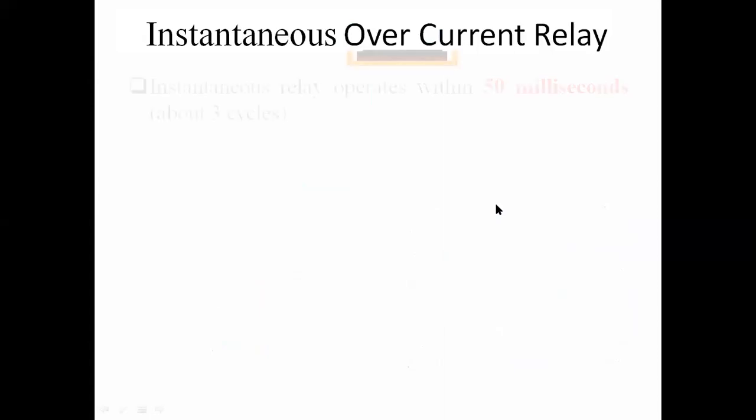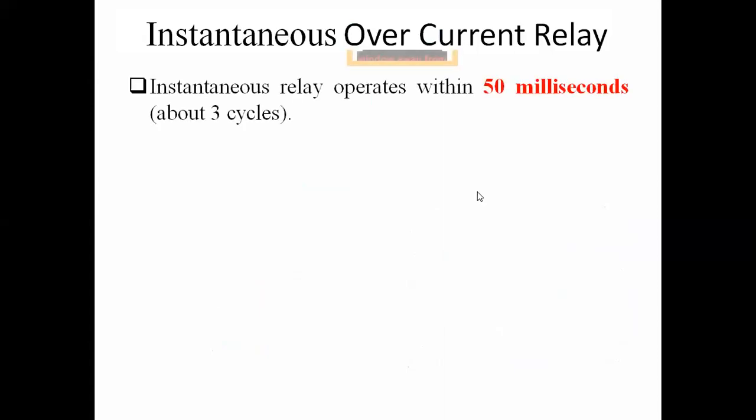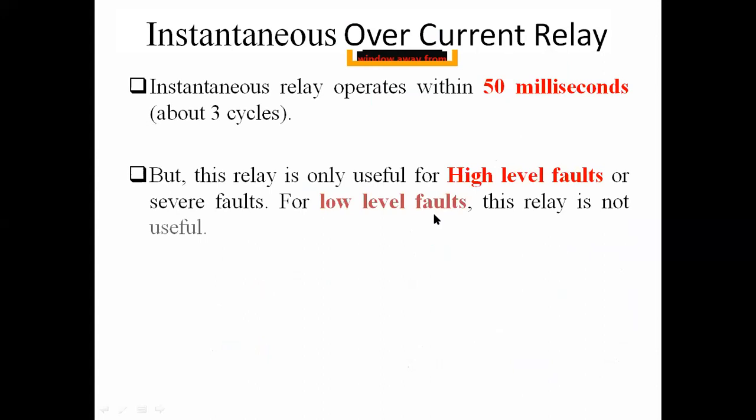So instantaneous relay operates within 50 milliseconds or 3 cycles. When any fault occurs, it will operate within these 3 cycles. So it is very fast. It will operate very fast, instantaneously, almost instantaneous action.